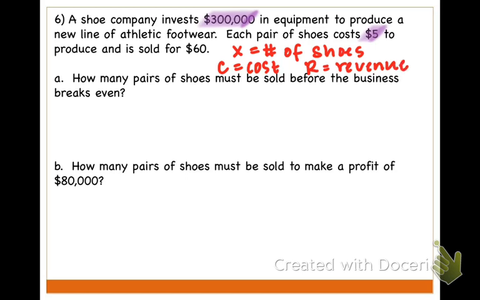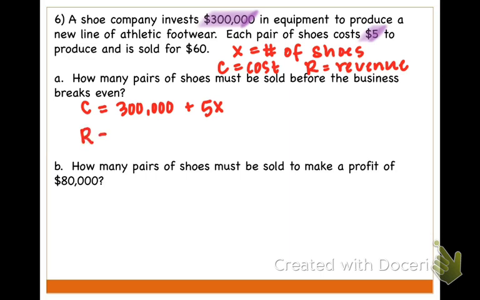And so I want to write an equation for cost. My cost is going to include that $300,000. That's a sunk cost. That's not going to change. No matter how many pairs of shoes I sold, I've already spent $300,000. But then for every pair of shoes I sell, I have to spend another $5. So my cost is going to be $300,000 plus 5x.